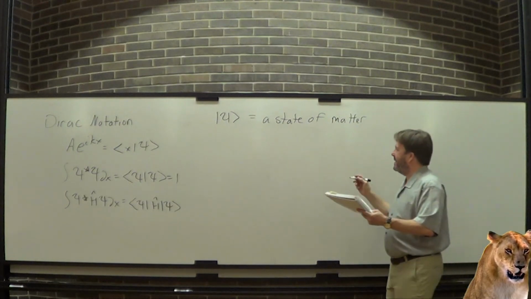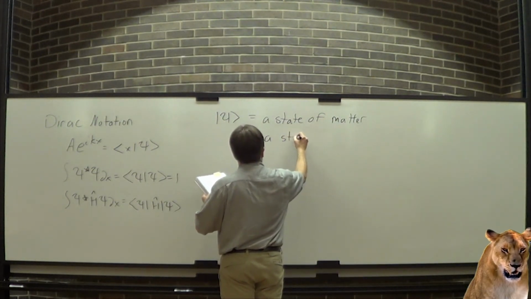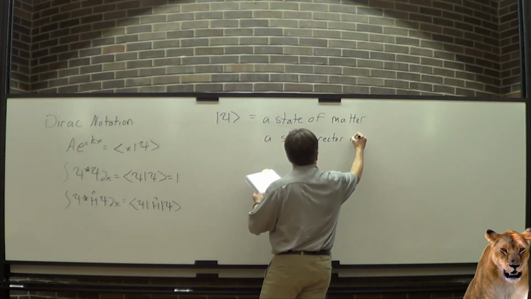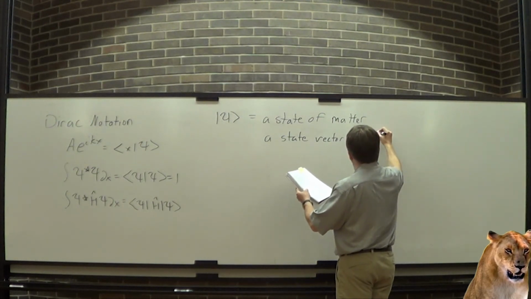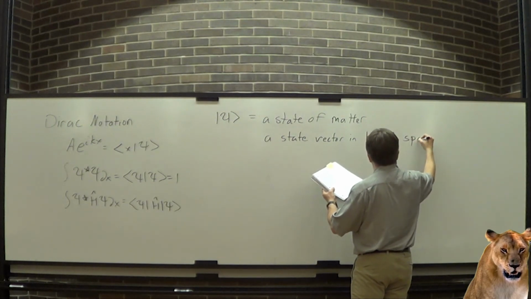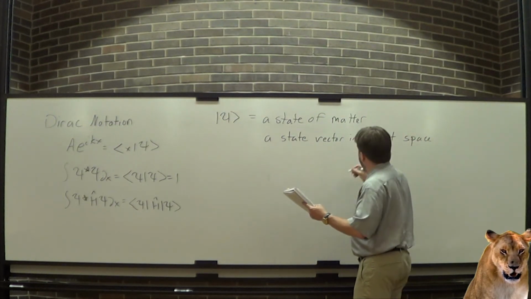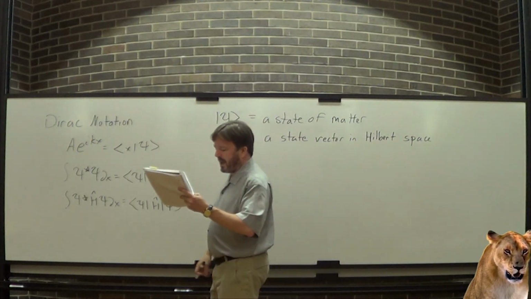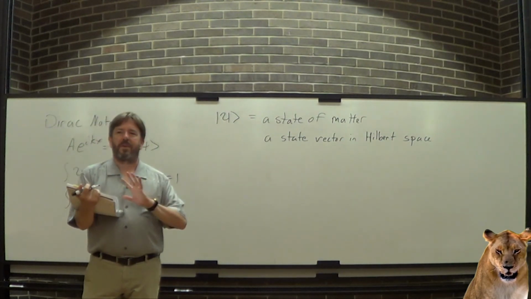Okay. So this is a state of matter. It's also called a state vector in Hilbert space, where Hilbert was a mathematician. Okay, in Hilbert space. Hilbert space is a fancy way of saying something really simple.